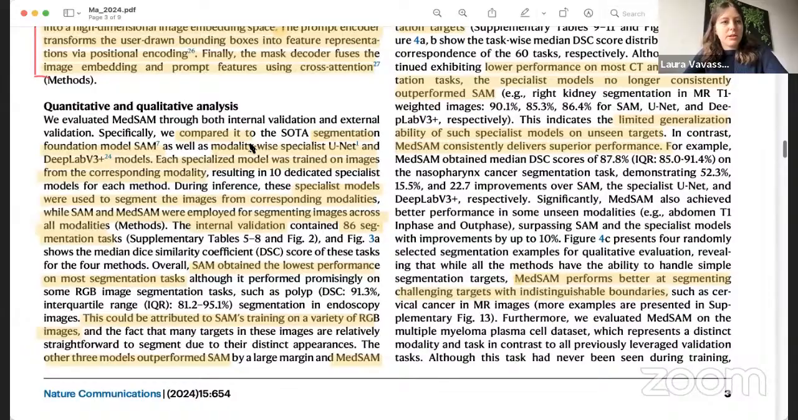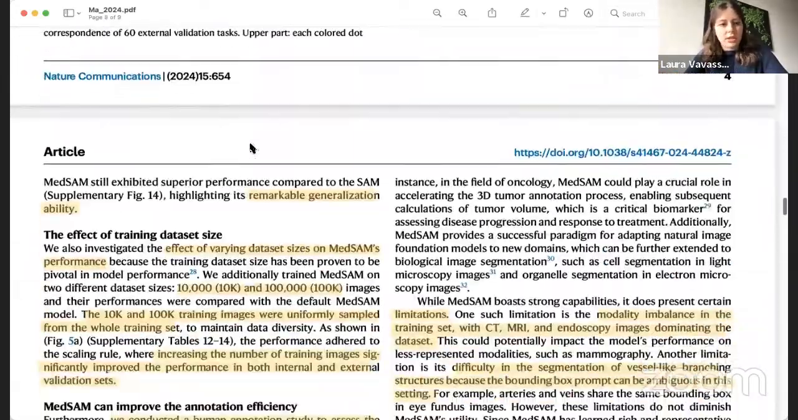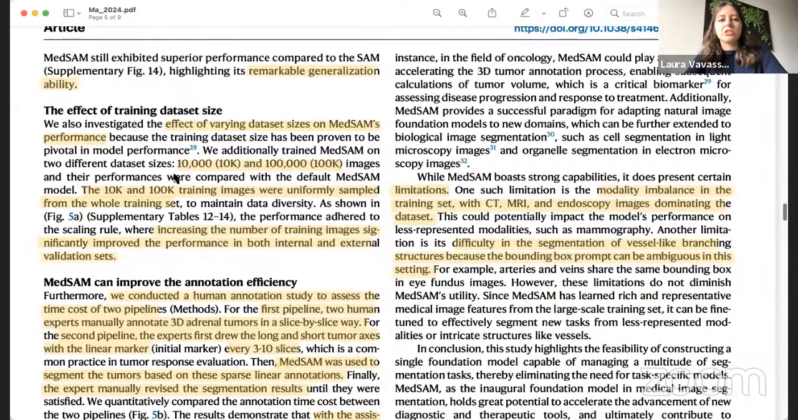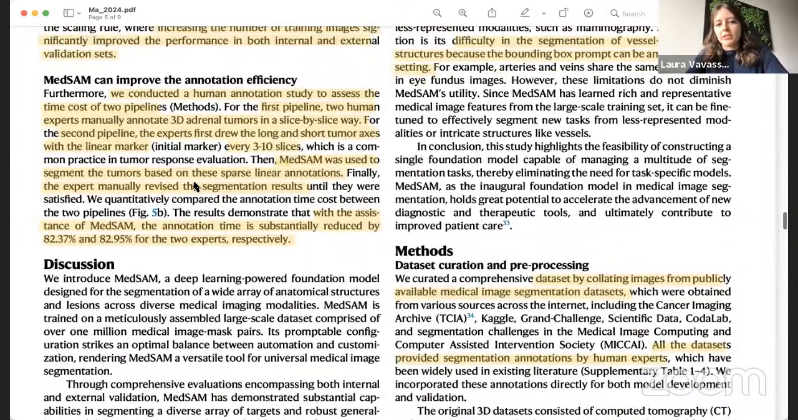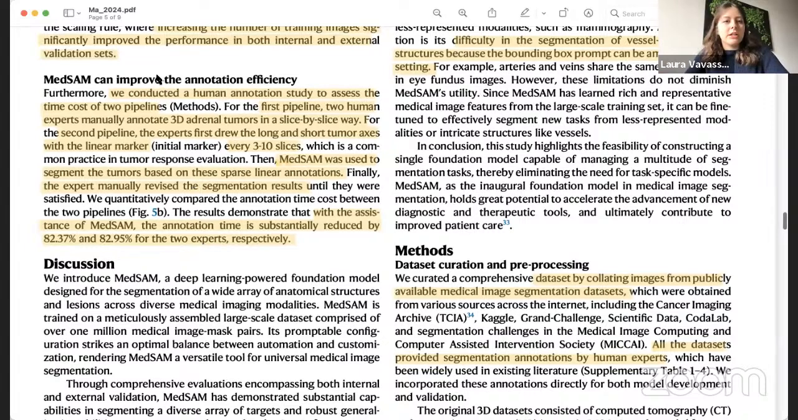Then let's see what's happening. They did this validation analysis, and they also tried to see how the model performed in changing the size of the dataset. And of course, the performance depends highly on the size of the dataset. So for this foundation model, it's very important to have a huge amount of data to be trained on. And going to the effective application of the model, they also did a qualitative study on how this model can improve the efficiency of the annotation in the clinics.